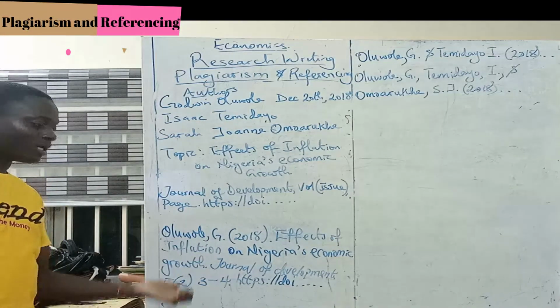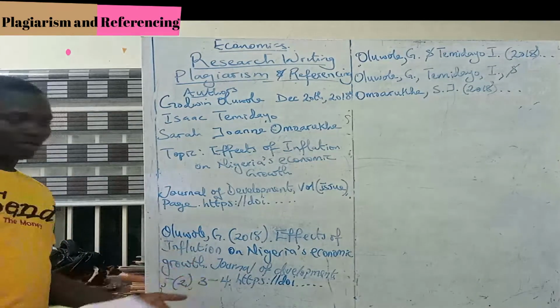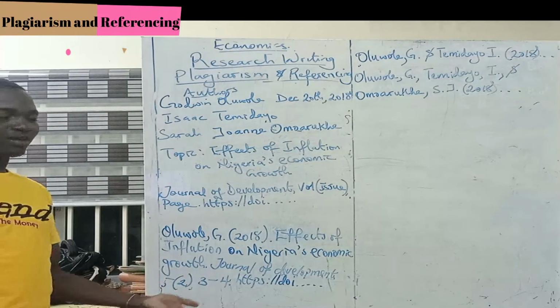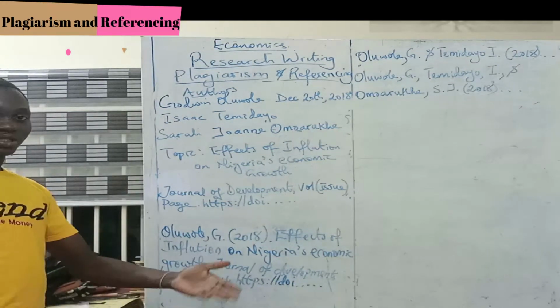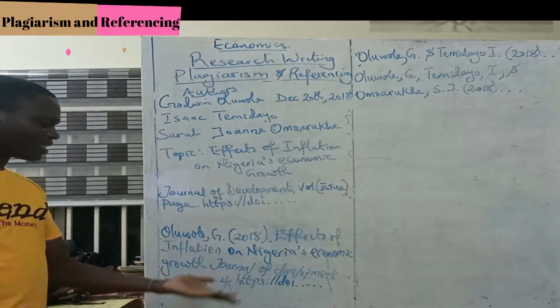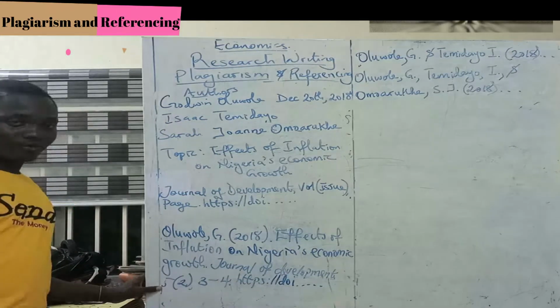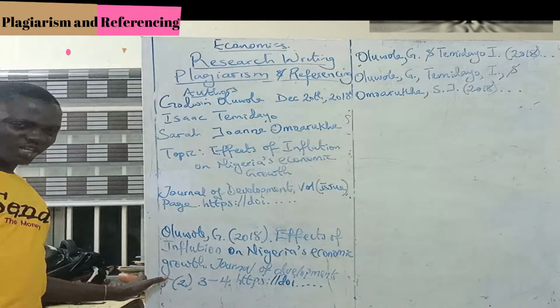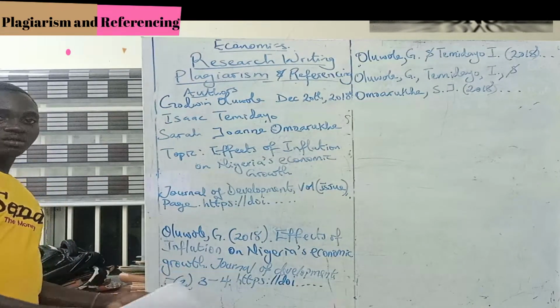After the title, then what journal? The journal name is in italics, slanted, just the way you have normal italics. So, Journal of Development, comma. Then this is volume 5, issue 2, comma. Then 3 to 4 means page 3 to 4.